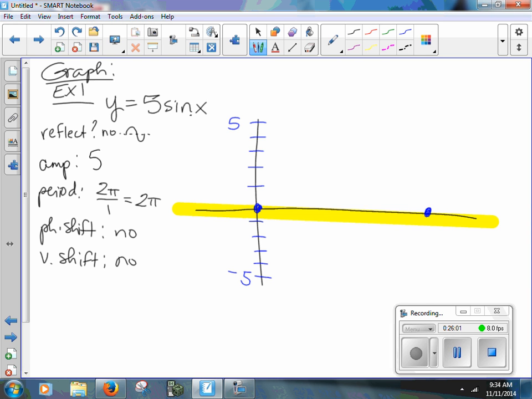It's going to go up 5 and down 5. And then, folks, all you have to do is draw the curve. And this is what you do. You watch. Okay? Put your pencil down and just watch for just a moment, and then I'm going to let you go back and graph it.